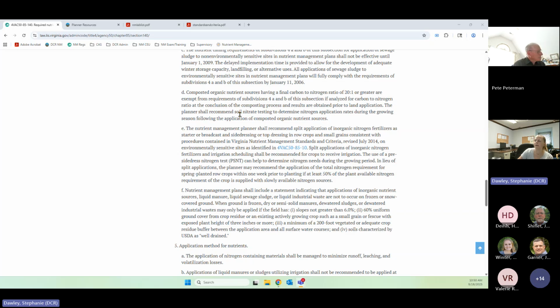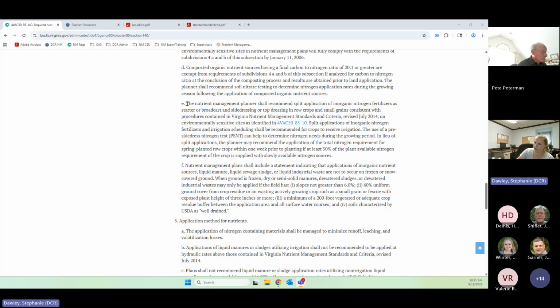from all that previous stuff if they have a greater than 20:1, just because they are going to be taken up at a slower rate. That nitrogen is not as readily available as it still breaks down. So if you are doing composted, you can be exempt from the above recommendations. So that's really not even a semi-solid or a dry. You're kind of going one step further into that.